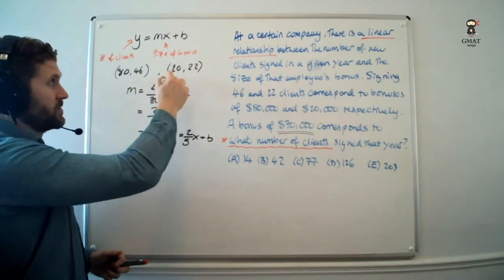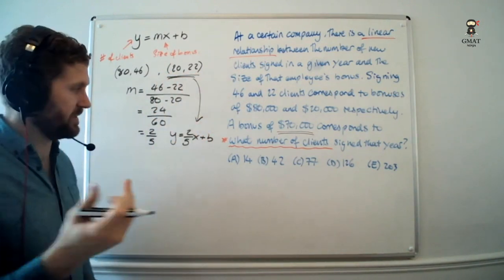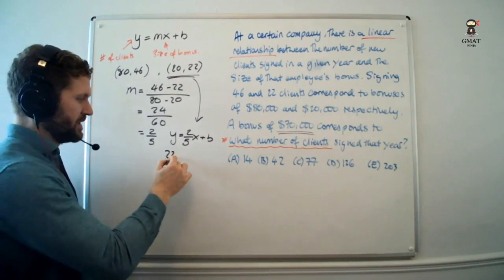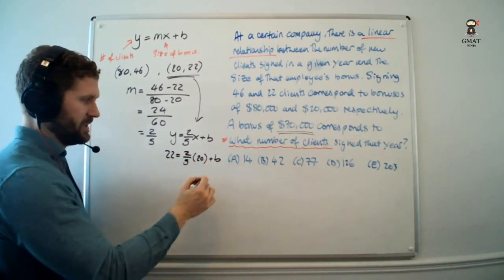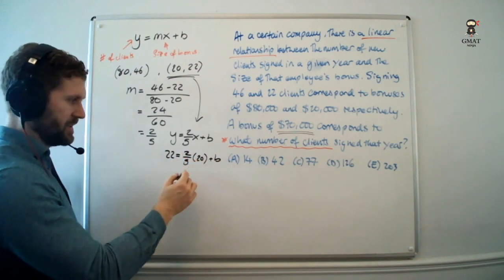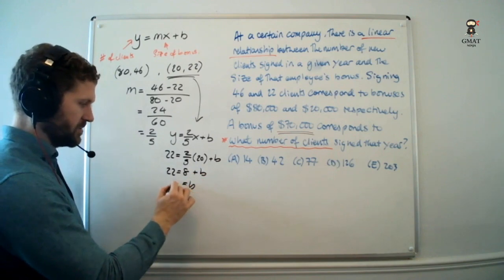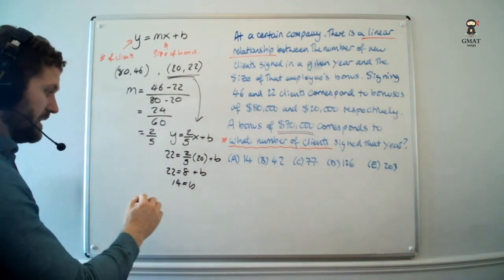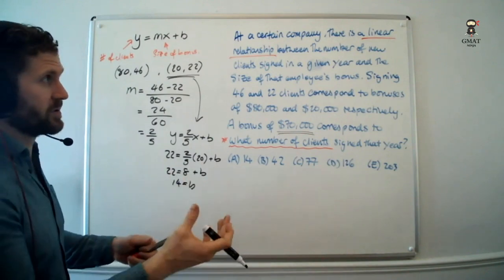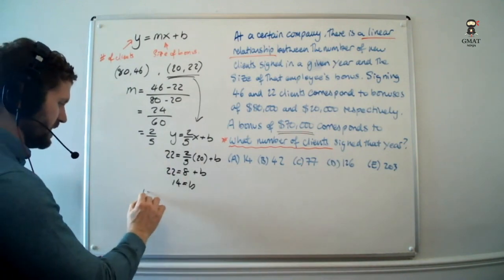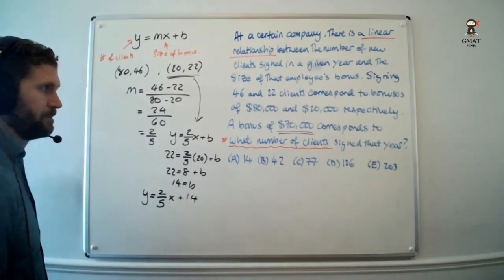I'm going to plug the 20 and the 22 into this equation, and that'll give me the value I'm looking for. So the Y value is 22. That's 2 over 5 times 20 plus B. 2 over 5 times 20 should be 8. And so B is going to be 14. So my relationship here, the equation of the straight line that links the number of new clients signed and the size of the bonus, is going to be Y is 2 over 5 X plus 14.